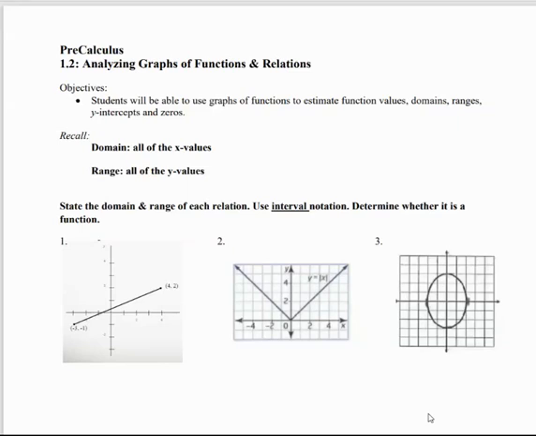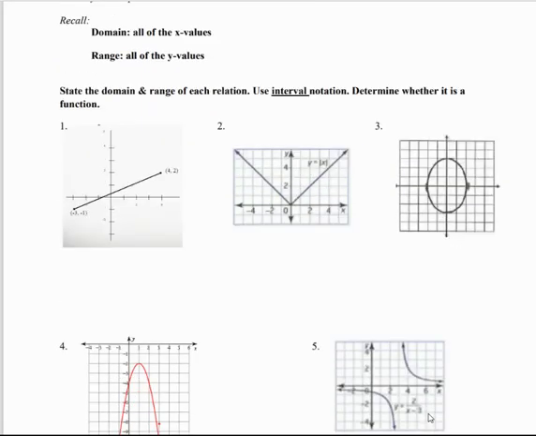Section 1.2 is continuing where we're going to analyze graphs of functions and relations and focus on domain and range. Most of this is just complete review, but I want us to really have a strong understanding of how we write domain and range. So let's look at number 1. It says state the domain and range and write it in interval notation. So that's where we're going to use our parentheses and brackets, maybe infinity symbols and so forth. And then we're going to determine whether it's a function.